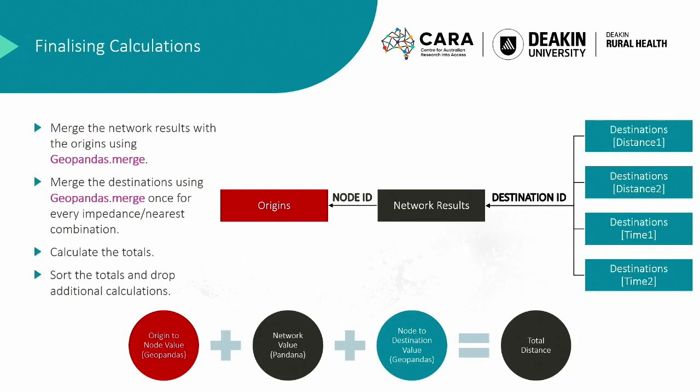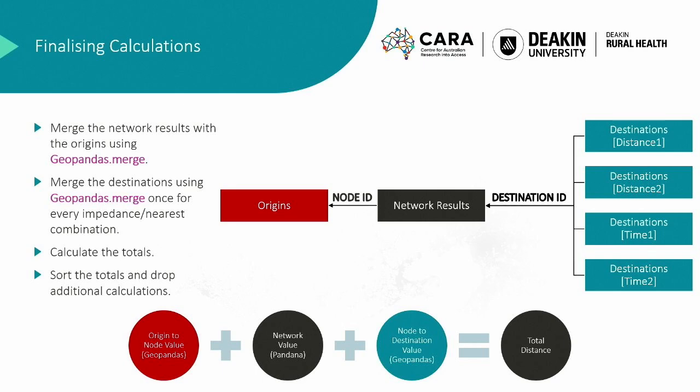So now that we have those 3 components of the entire calculation done, we can combine all these to get our total distances. Pandana is only concerned about the node to node distances, and we need to add on the origin to node and destination to node distances as well. So we connect our network results to the origins, using the node ID that was done in the first component. And then for every nearest and impedance combination, so the nearest distance and then the second nearest distance, and the nearest time, second nearest time, if we were to use more than one impedance, a merge needs to be done for each one of those to get all of those different calculations.